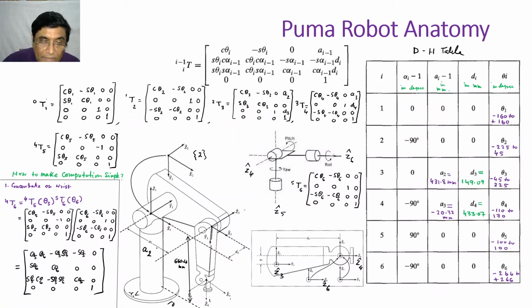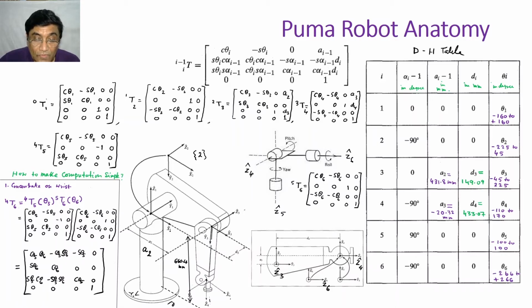So this A2 parameter is the distance between two successive Z axis. What is two successive Z axis? Z2 and Z3. So A2 is actually 431.8 millimeter. Okay, so this is the common normal, distance between common normal, characterizing the link length. Now you need to understand, characterizing the link length. So this is the link, its length is actually A2.